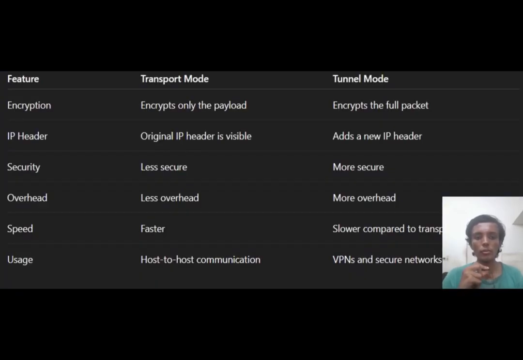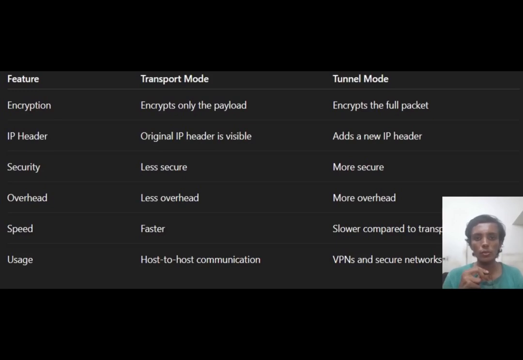Now, comparing both modes, we can see that the transport mode only encrypts the payload, while the tunnel mode encrypts the full destination IP and the message payload, which encrypts the full packet. In the transport mode, the original IP header is visible, while the tunnel mode adds a new IP header. The security of the transport mode is less, while the tunnel mode is more.